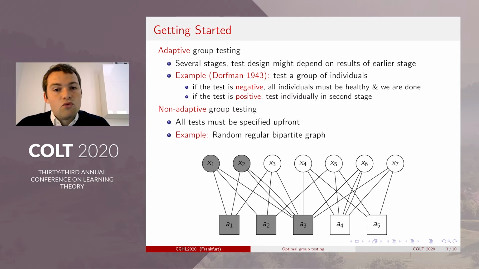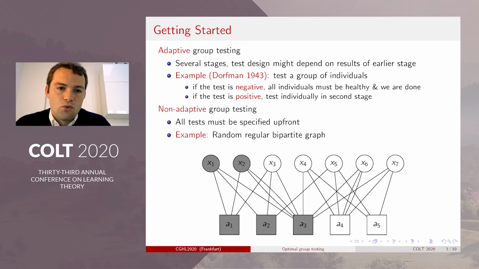He suggested to test a group of individuals in the first stage, and if the test is negative, we are sure that all individuals in this test must be healthy, and we are done. And if the test is positive, we would test all members of this group individually in a second stage.